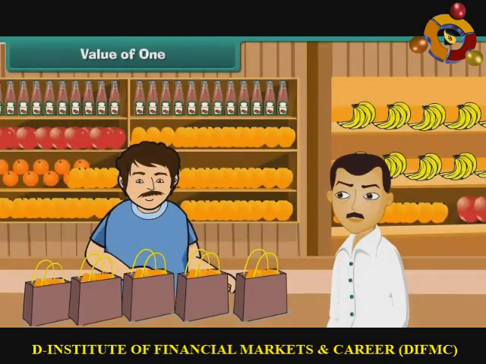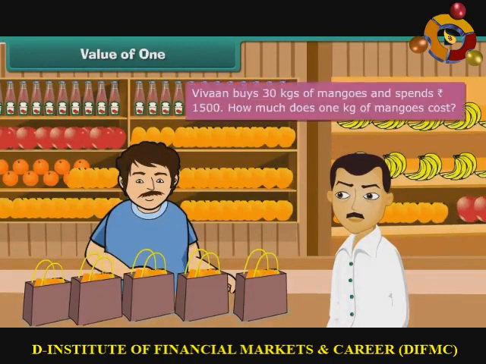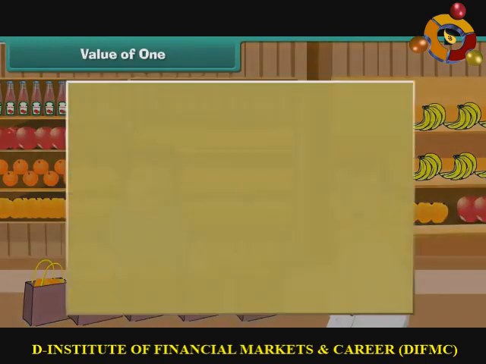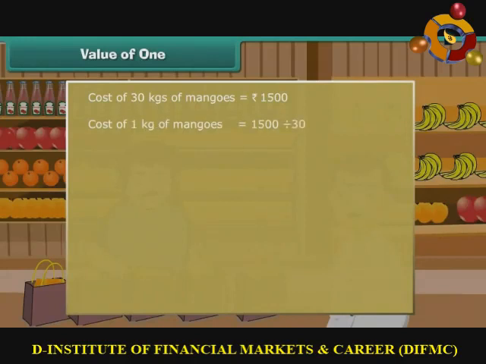Value of 1. Vivaan buys 30 kgs of mangoes and spends 1,500 rupees. How much does 1 kg of mangoes cost? Cost of 30 kgs of mangoes is 1,500 rupees. Cost of 1 kg of mangoes is 1,500 divided by 30, that is 50 rupees. A kilogram of mangoes costs 50 rupees.